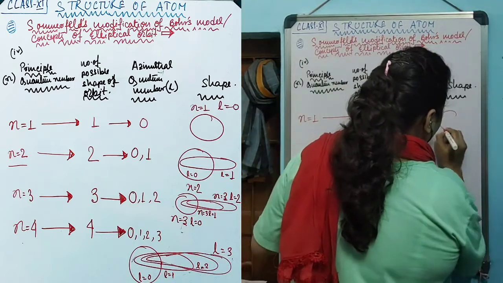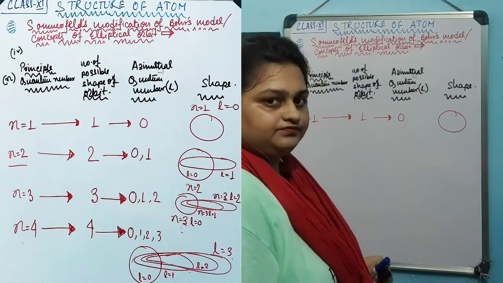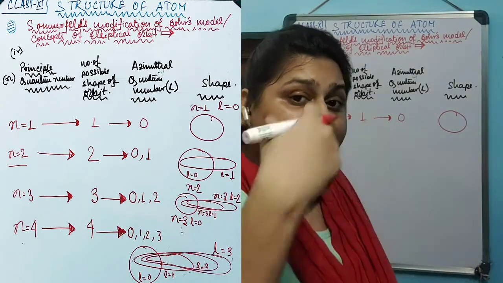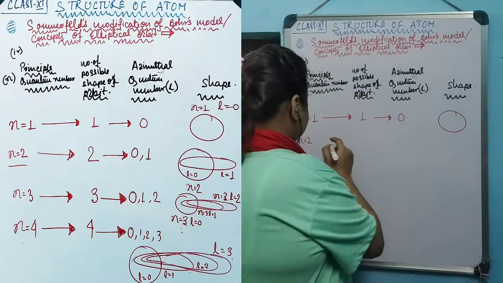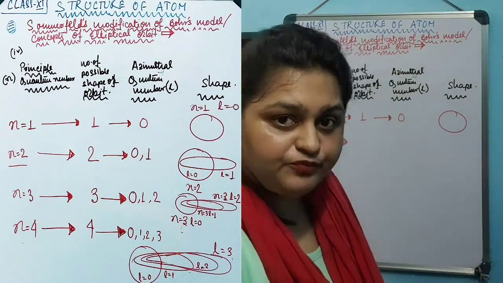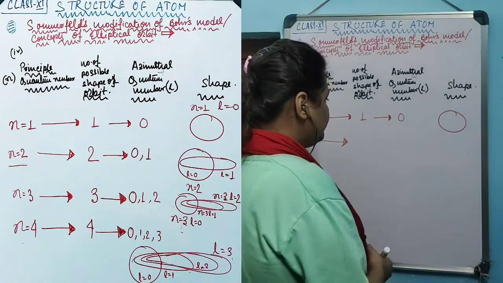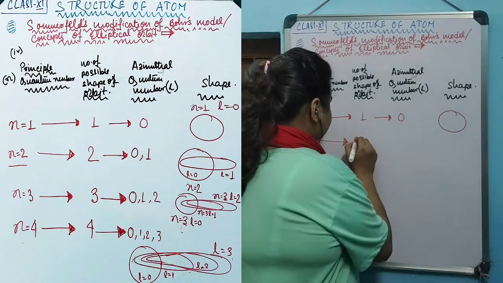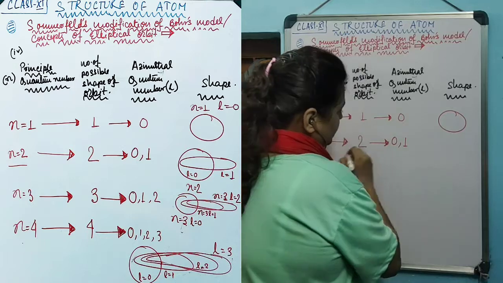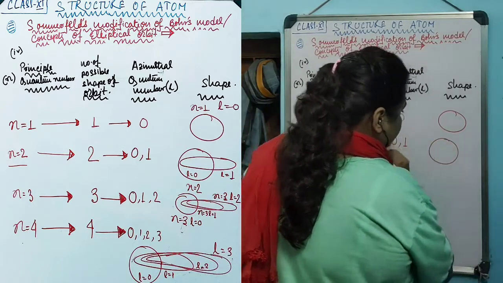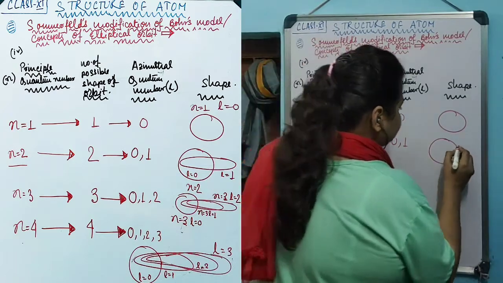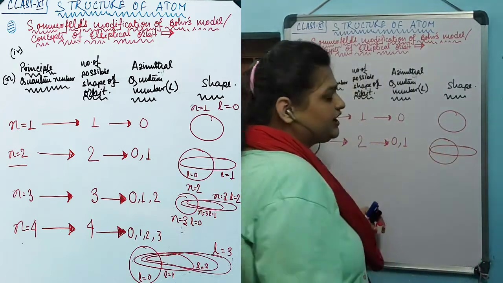And this shape will be circular in nature. Now, when n equals 2, that is for the second permitted orbit, as the principal quantum number is 2, therefore the possible shapes for the pathway in which the electron can revolve is also 2, and they will be 0, 1. 0 represents the circular path in which the electron can revolve, and 1 is the elliptical path in which the electron can revolve.